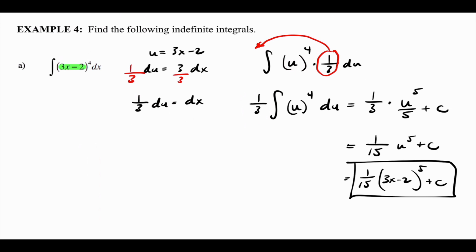So you're left with u to the 4th du. Add 1 to the power, divide by the new power. 3 times 5 makes 15, 1 over 15, u to the 5th plus c. Put back everything where it came from, and you're done. Okay.